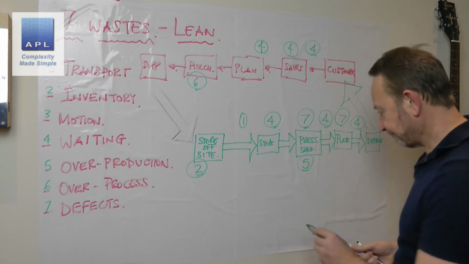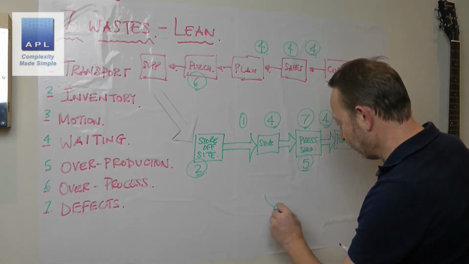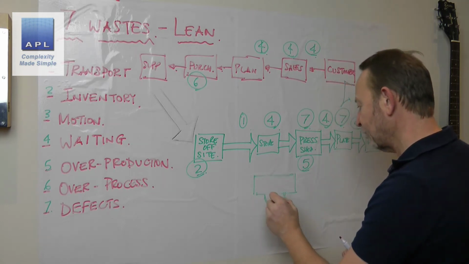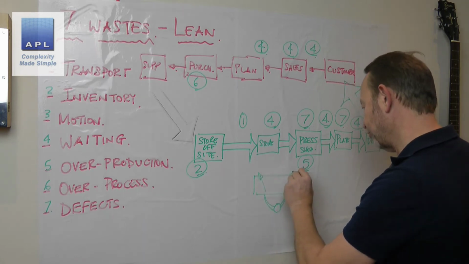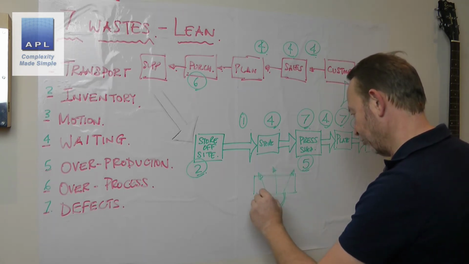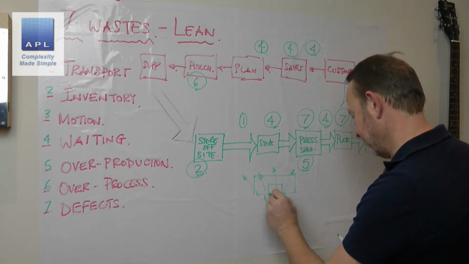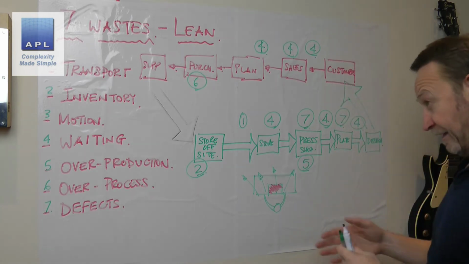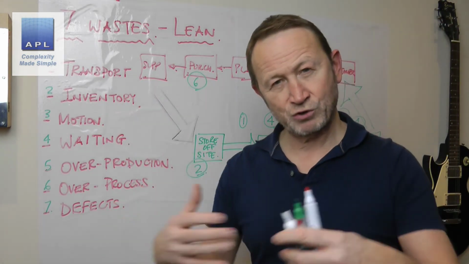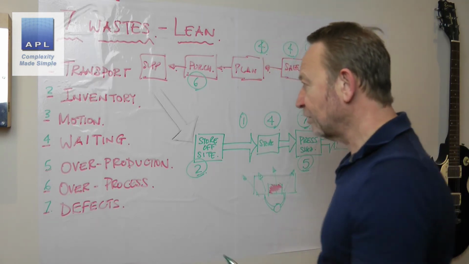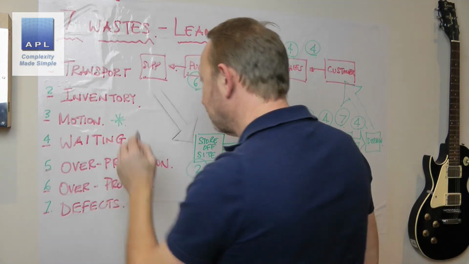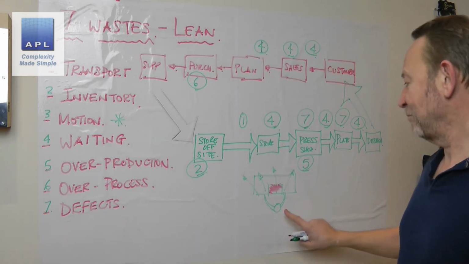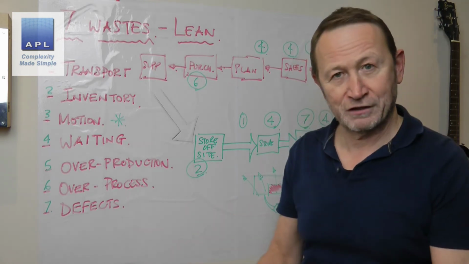Motion would happen in particular where someone's working at a workstation, and what they're having to do is reach for the goods on the station, and maybe they're putting it into a finished assembly. And so motion, different to transport, motion is normally local. Now motion is the one waste that you could allocate to the person, because normally you're looking at a person moving.